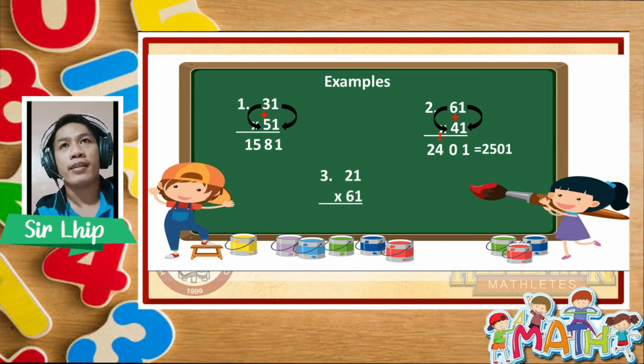21 times 61. 1 times 1 equals 1. 2 times 6 equals 12. Then 2 plus 6 equals 8. Thus, the product is 1,281.